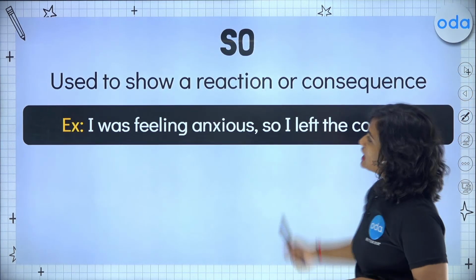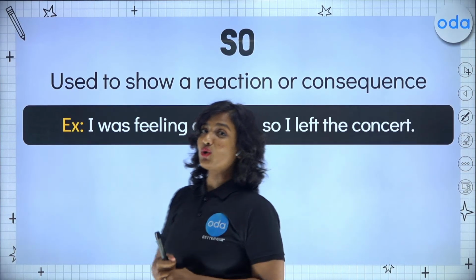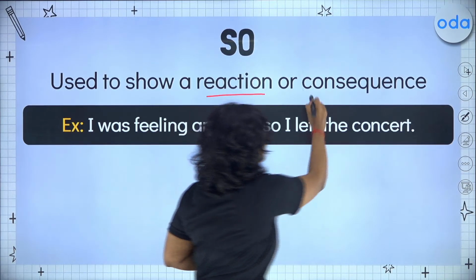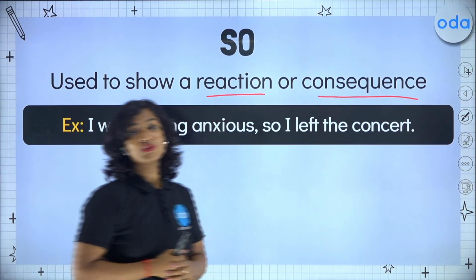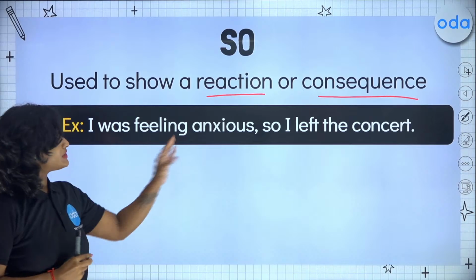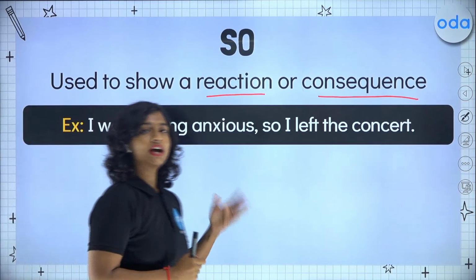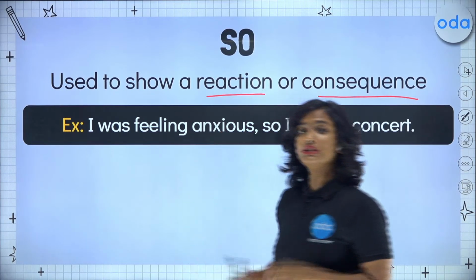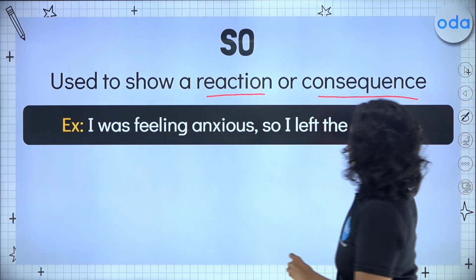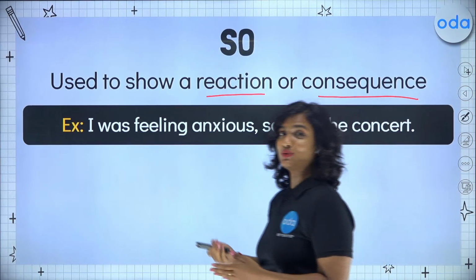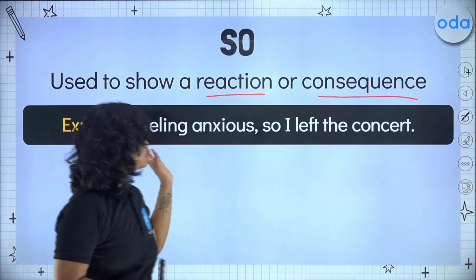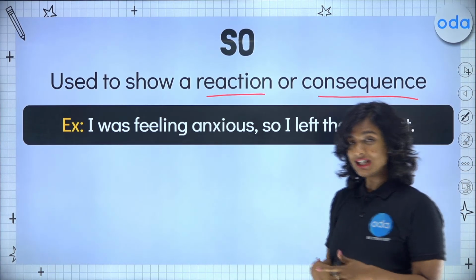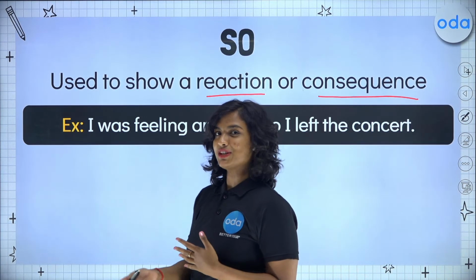Moving on to our last conjunction for today, we have so. Now, so is used to show a reaction or a consequence. For example, I was feeling anxious, so I left the concert. So the first part is usually the reason for the second part, which is the consequence of what happened. I was feeling anxious, so I left the concert. I was hungry, so I ordered myself some food.